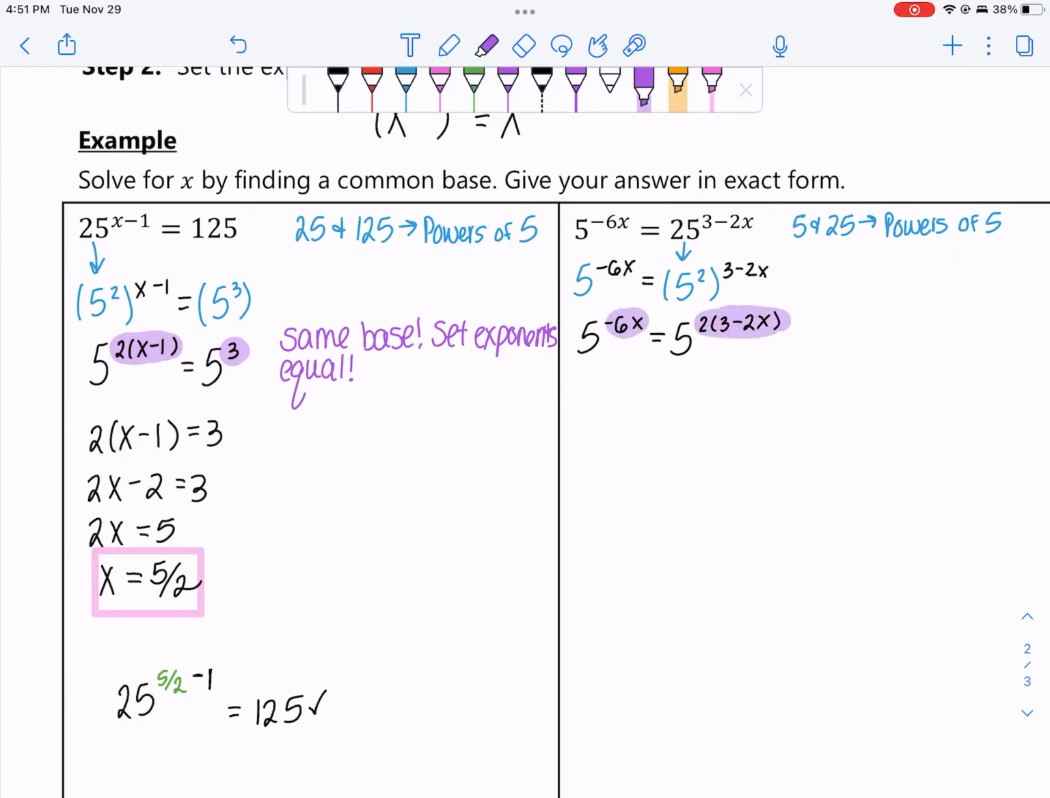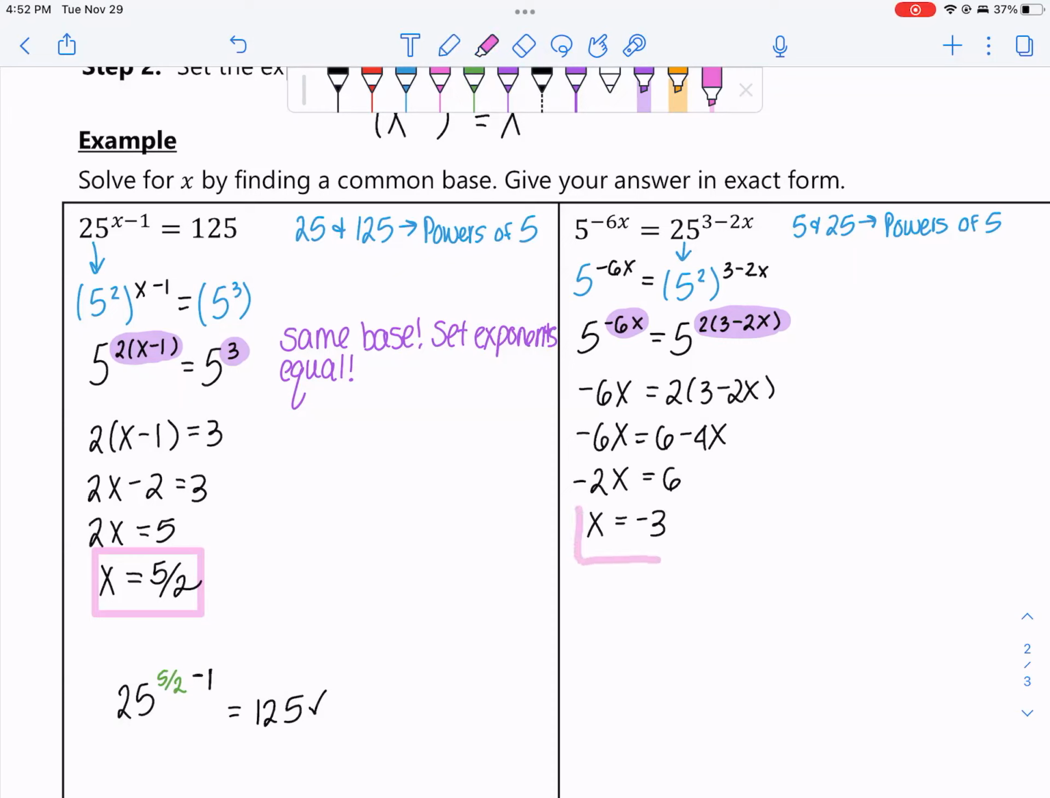I can set my exponents equal to one another because they have the same base. Both are base 5. So I have negative 6x is equal to 2 times 3 minus 2x. Distributing the 2, I get 6 minus 4x on the right side. Adding 4x to both sides, I get negative 2x equals 6. Dividing both sides by negative 2, I get x equal to negative 3.